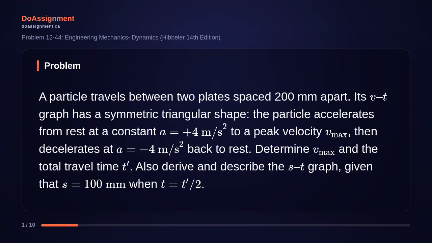A particle travels between two plates spaced 200 millimeters apart. Its velocity-time graph has a symmetric triangular shape. The particle accelerates from rest at a constant 4 meters per second squared to a peak velocity v max, then decelerates at 4 meters per second squared back to rest. Determine v max and the total travel time t prime.